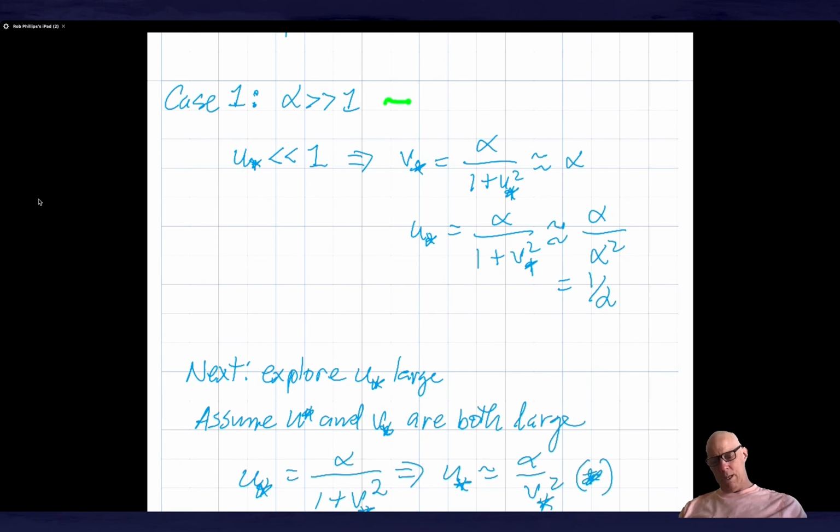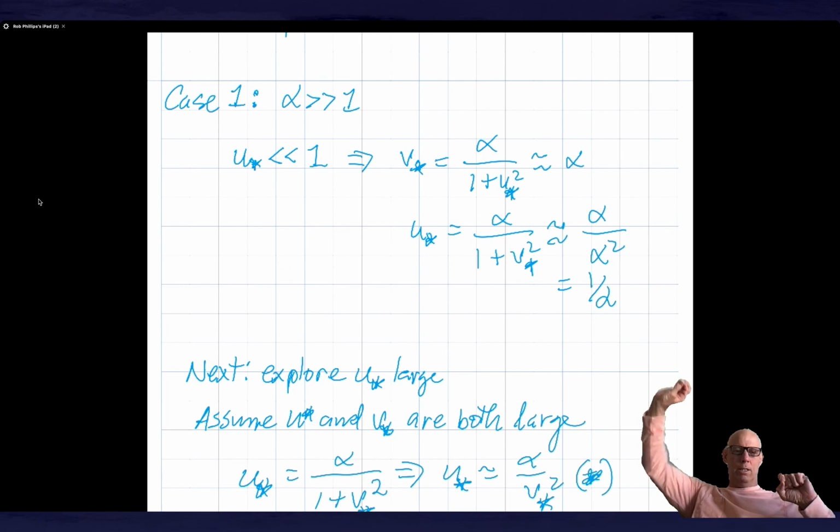We assumed here that alpha was very big. This is the cooperative limit, if you like. And then we explored. We said, well, let's think about what happens if u star is very small. And that led us to a v star which is of order alpha. That's large. And then we self-consistently went back and found what u star would be, and we found that that's 1 over alpha. And by symmetry, we had u star as alpha and v star as 1 over alpha, and vice versa. So those were our two wings, the switching points.